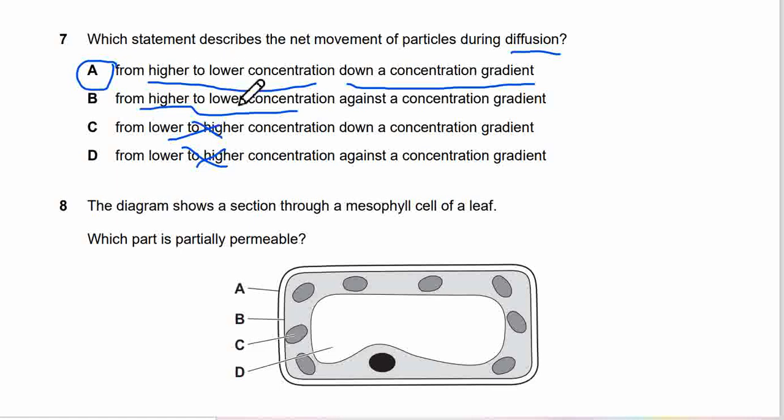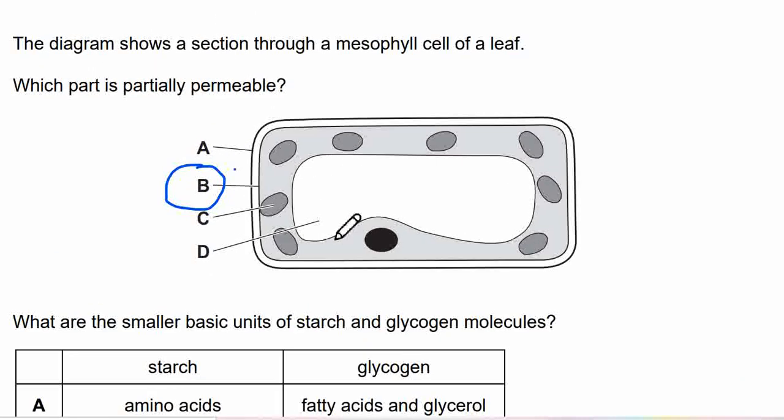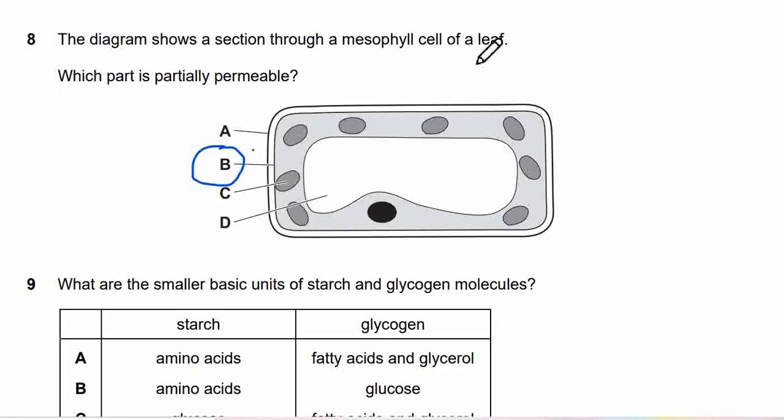Oh, this one is not correct. Question 8. The diagram shows a section through a mesophyll cell of a leaf. Which part is partially permeable? Partially permeable is the cell membrane. This is B, cell membrane, while A is cell wall. C will be chloroplast and D is a vacuole. So our answer is B.